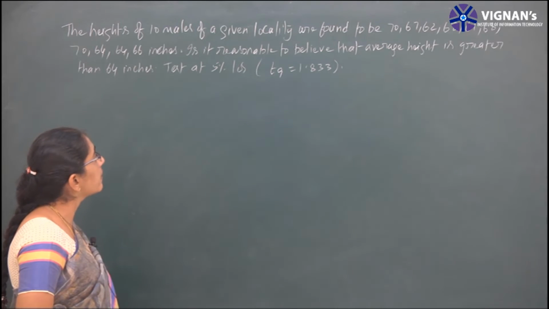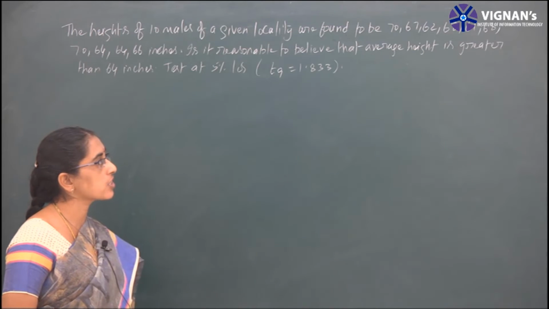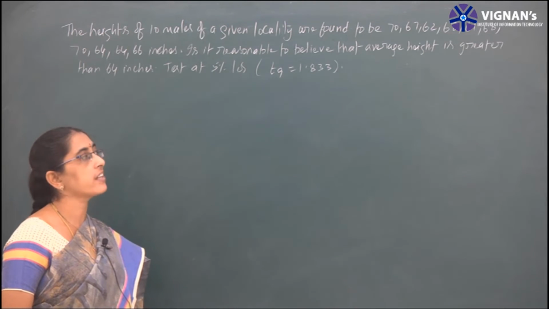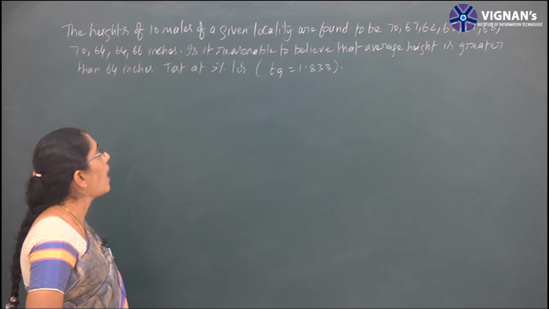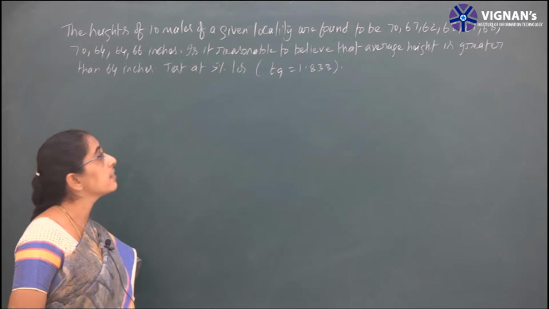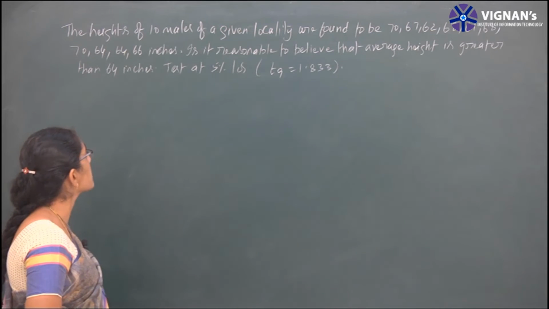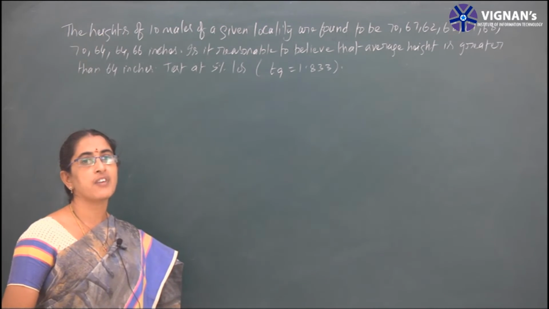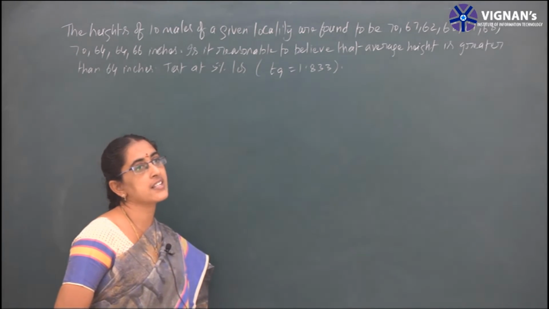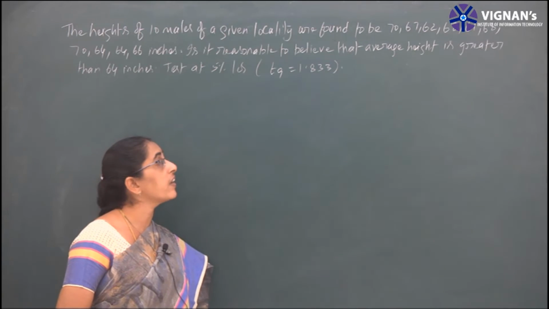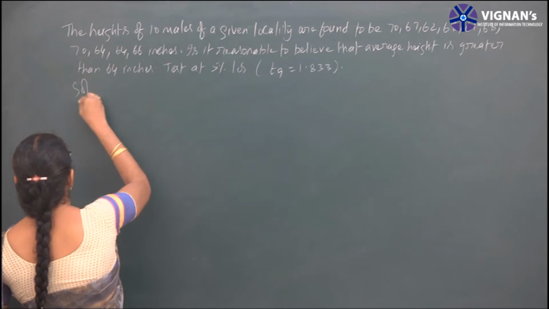The heights of 10 beds of a given locality are found to be 70, 67, 62, 68, 61, 68, 70, 64, again 64 and 66 inches. Is it reasonable to believe that average height is greater than 64 inches? Test at 5% level of significance. The tabulated value is given as 1.833 for 9 degrees of freedom.